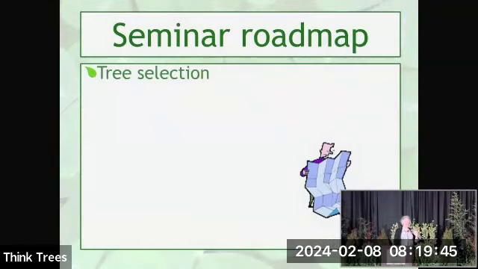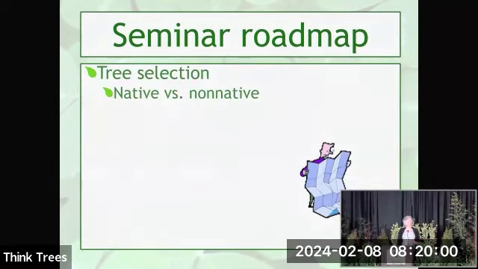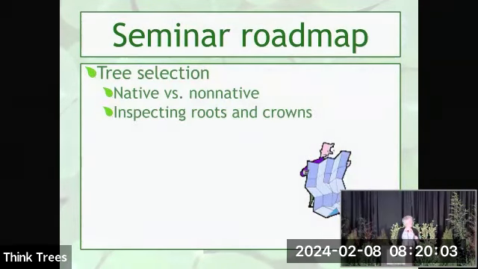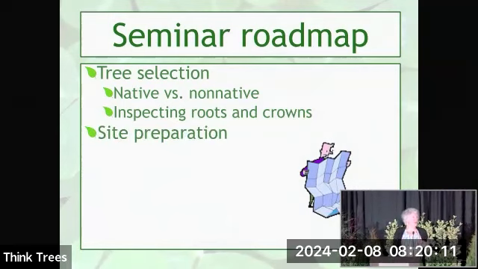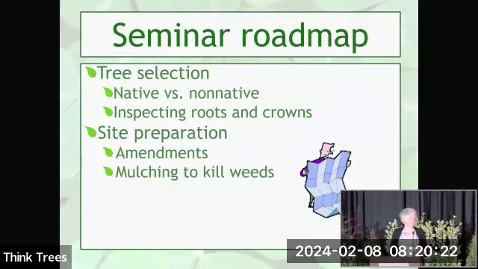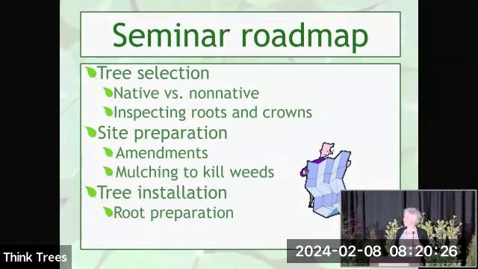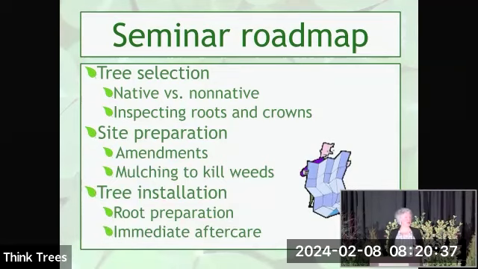So what we'll do first of all is look at tree selection, specifically the argument about native versus non-native plants. And I know probably in a desert community, you may not have this argument as much as I do with people, where we have more trees that are native, but there is still this discussion that's worth having. We're going to inspect roots and crowns at the nursery to know exactly what we should be looking for, and maybe more importantly, what we need to avoid. Then I'll talk really briefly about site preparation, because we want to make sure that we're doing the right thing before we install our trees. I'll talk about amendments and using mulch to kill weeds. Then on tree installation, specifically on preparing roots, which tends to be a more controversial topic, although it's becoming less controversial over time, and then immediate aftercare. So, just kind of soup to nuts in 45 minutes or so.